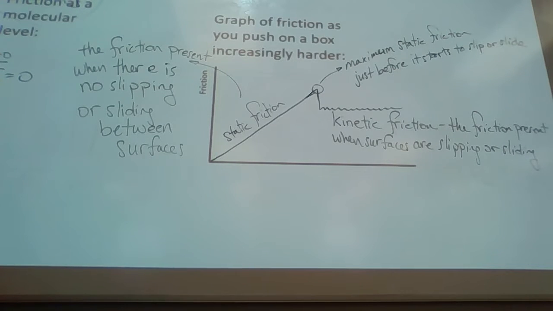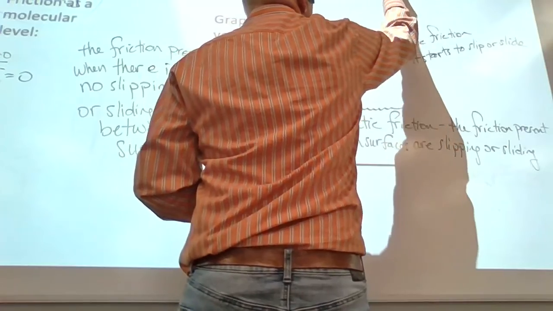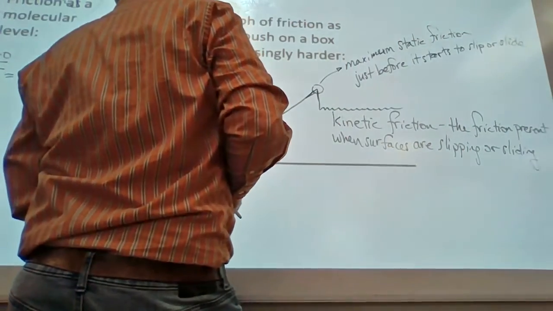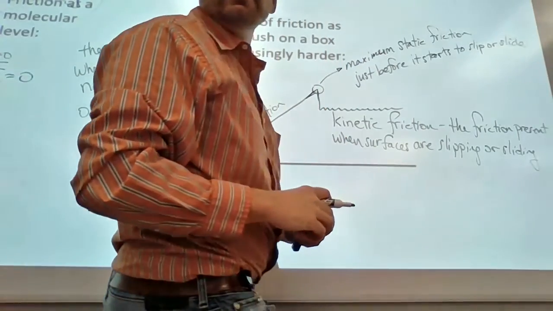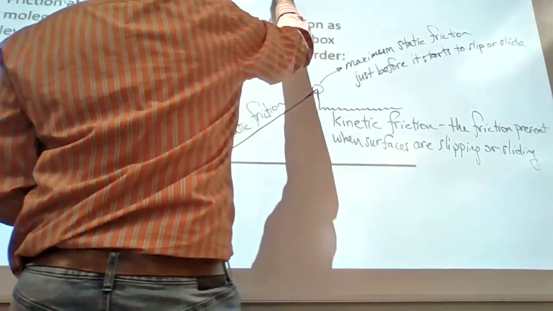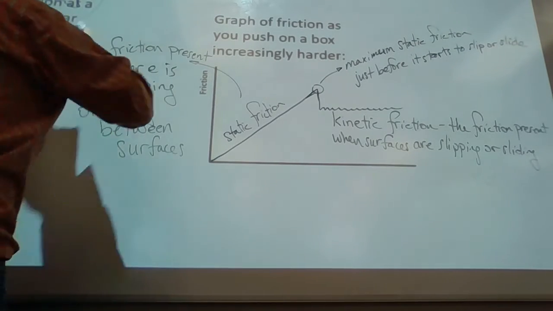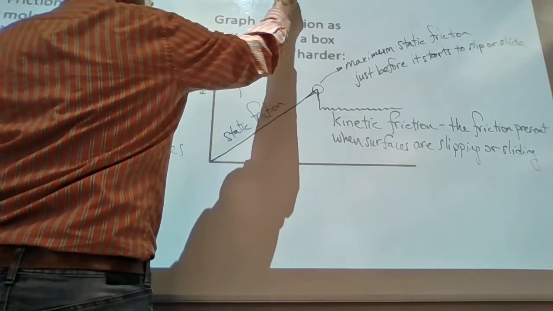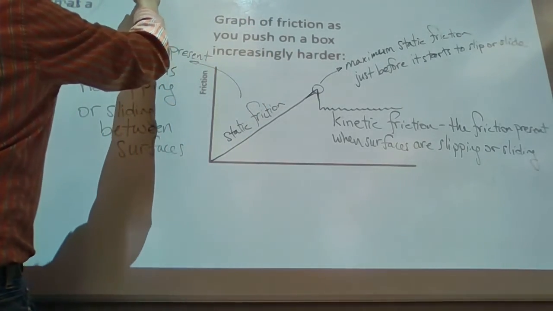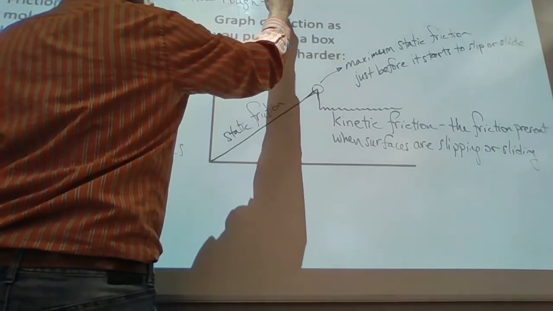Good with that? Now, there is an equation associated with friction, and that is this: friction is equal to the coefficient times the normal force. This is a Greek letter mu. You can make it with a lowercase u with a stick in front of it. This is the coefficient of friction. This describes how rough the surface is.